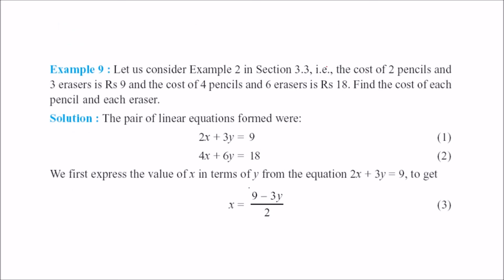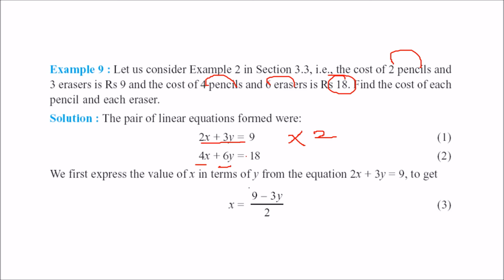Again, one more example is about the previous discussion. 2 pencils, 3 erasers, 9. So 2x plus 3y equal to 9. And 4 pencils, 6 erasers equal to 18. So 4x plus 6y equal to 18. Now we have seen already that these two equations are exactly similar. If I multiply this equation by 2, they are the same.